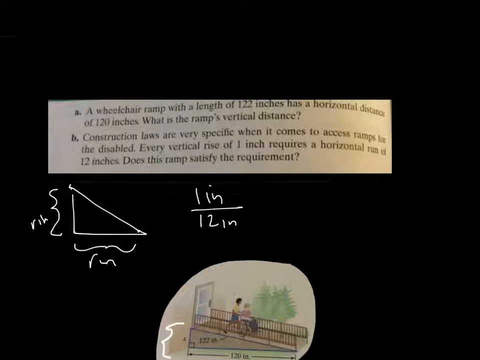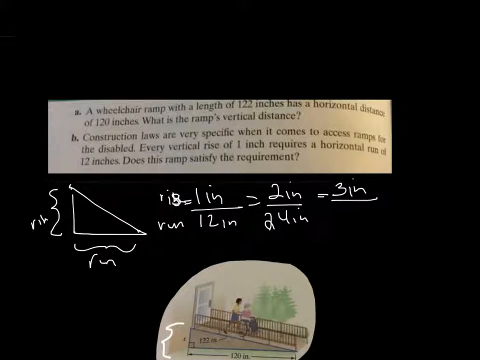So for every inch in the height, or rise, we need to have at least 12 inches. So if you have a 2-inch rise, then you must have a 24-inch run. So for example, 2 inches over 24 inches. If you have a 3-inch rise, then you must have 12, 24, 36 inches. And this is just 12 times 2, 12 times 3.